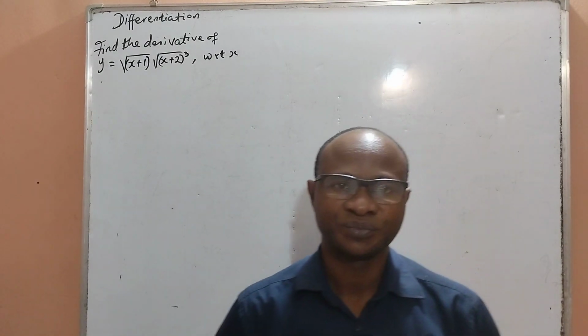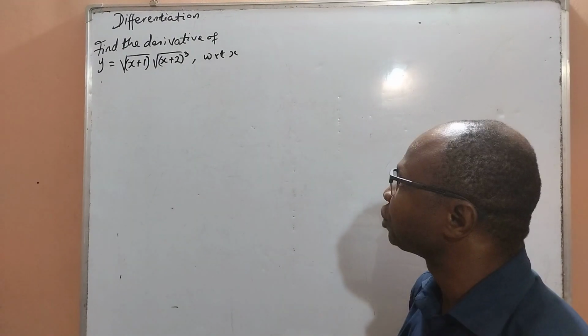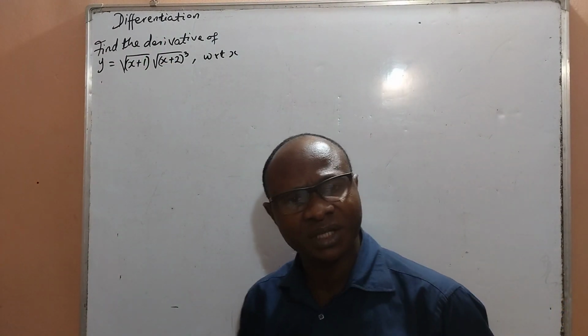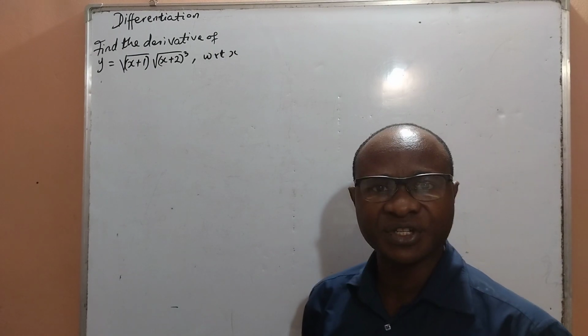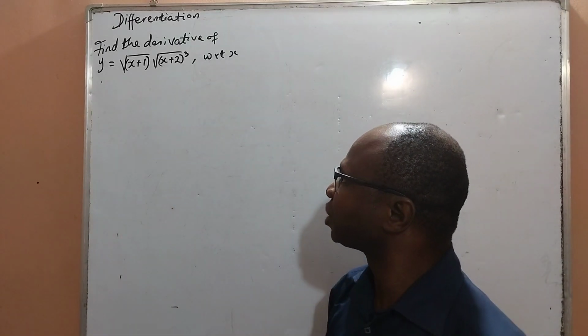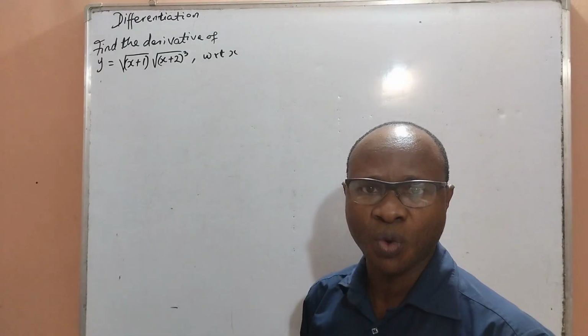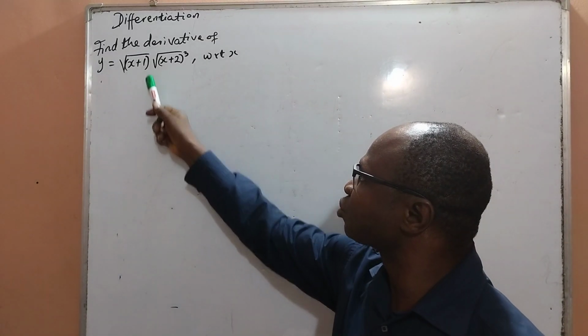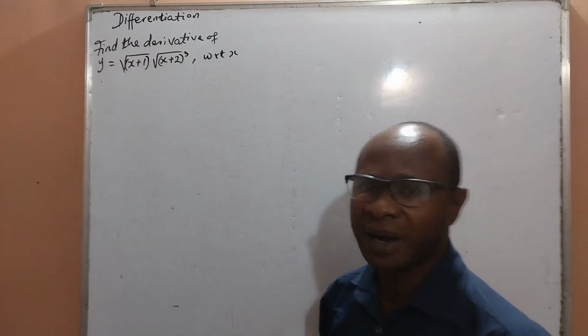Welcome viewers. In today's math class, we shall be taking differentiation, and the question given to us is to find the derivative of y equal to the square root of x plus 1 multiplied by the square root of x plus 2 raised to power 3.